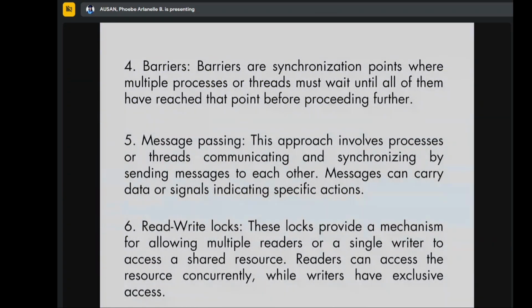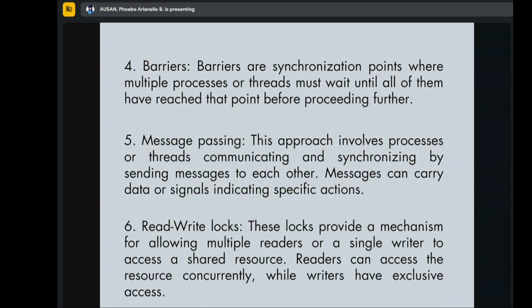Next are the barriers. Barriers are synchronization points that ensure a group of processes or threads reach a specific point in the program together before proceeding further. They are commonly used in parallel computing or parallel processing scenarios. Barriers are synchronization points where multiple processes or threads must wait until all of them have reached that point before proceeding further.